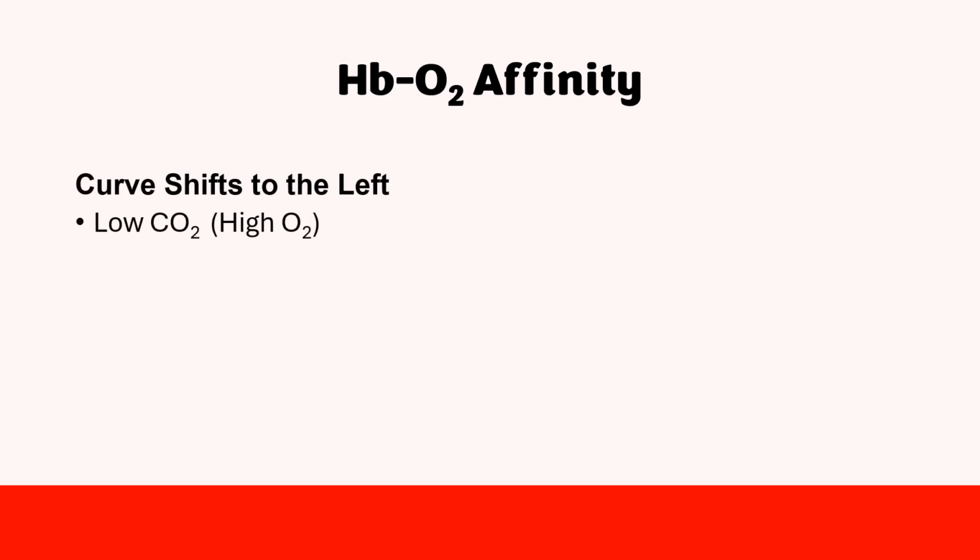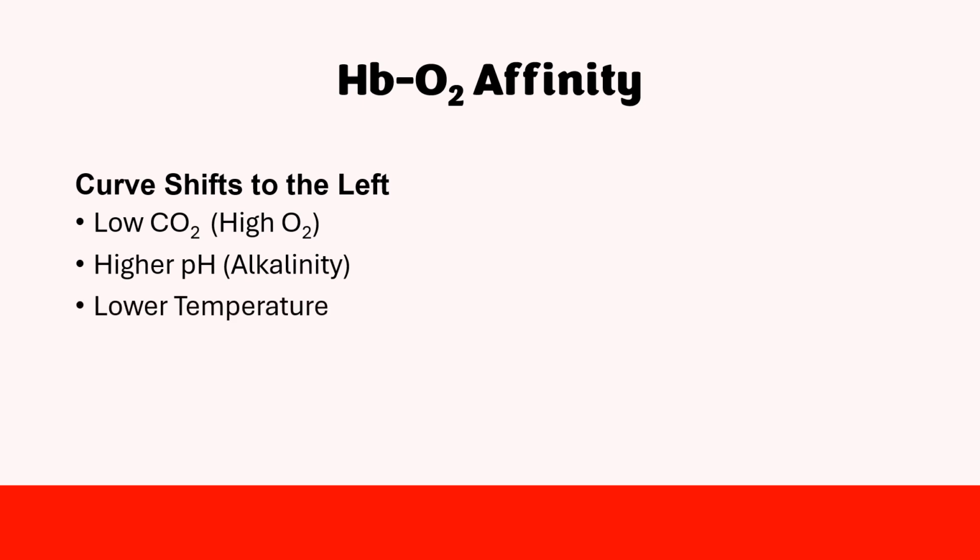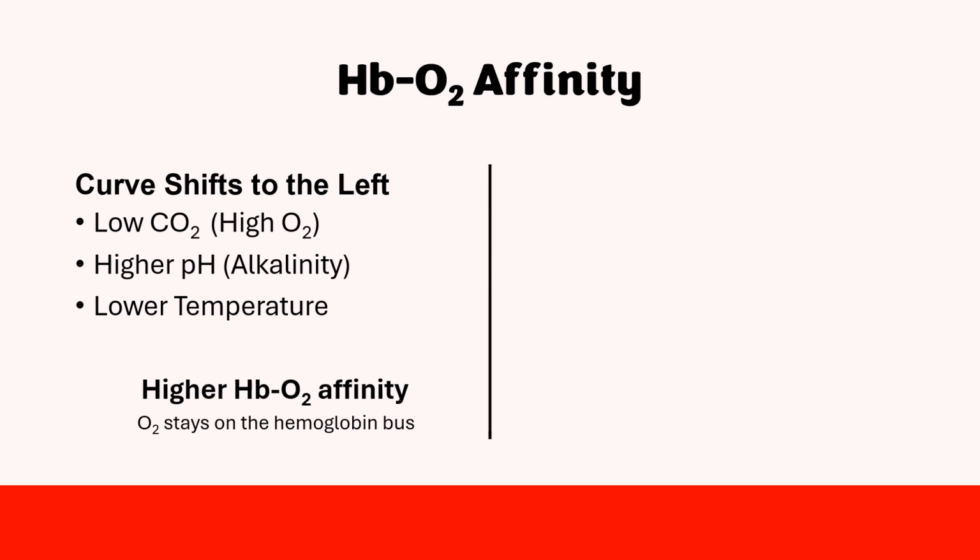To recap what we learned about the hemoglobin-oxygen affinity, that is, whether or not oxygen is going to leave the hemoglobin bus, we learned that the curve that we looked at will shift to the left when we have low carbon dioxide or high oxygen levels in the tissues, when we have a high pH or when the tissues are slightly alkaline, or when we have lower temperature. And the way that we would say that is that we're going to have a higher hemoglobin oxygen affinity when these things are in place, which in our video was translated to oxygen staying on the hemoglobin bus.